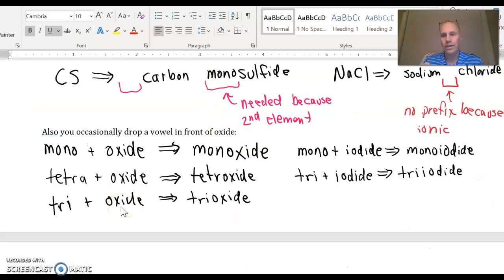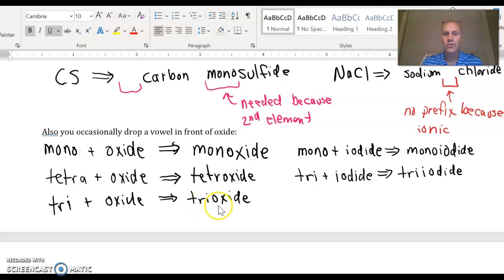All right. The one other little modification to this rule has to do with how you put some of the prefixes in front of oxide. All right, and essentially this is just a way to make these sound a little bit easier. Instead of saying monooxide, we say monoxide. All right, instead of saying tetraoxide, where we repeat that vowel sound twice, we drop that first vowel sound and we just say tetroxide. All right, tri plus oxide, however, you don't do that.